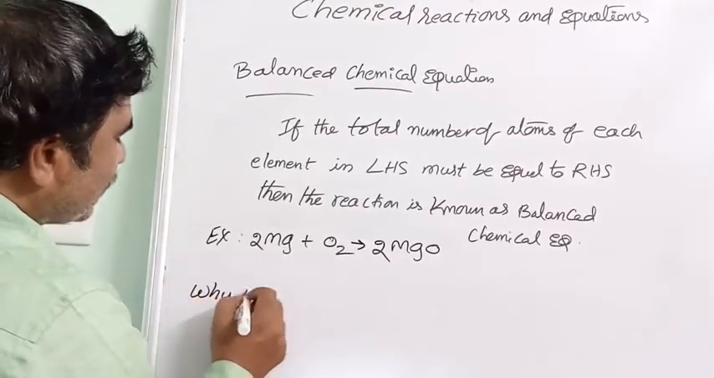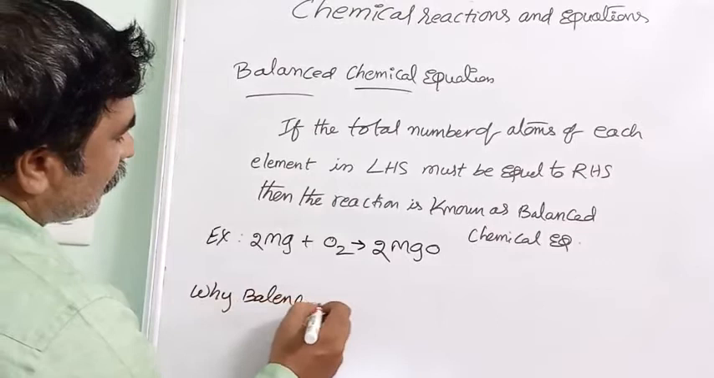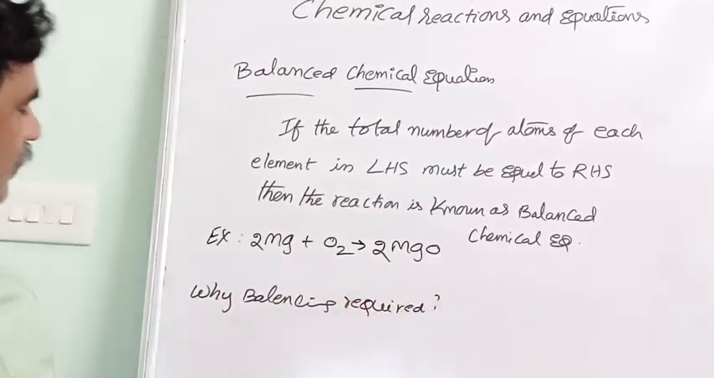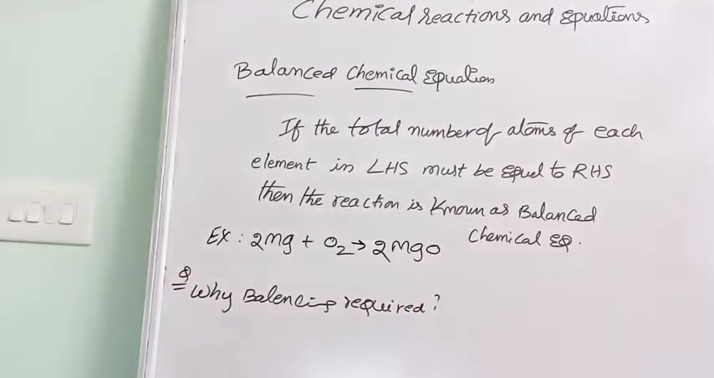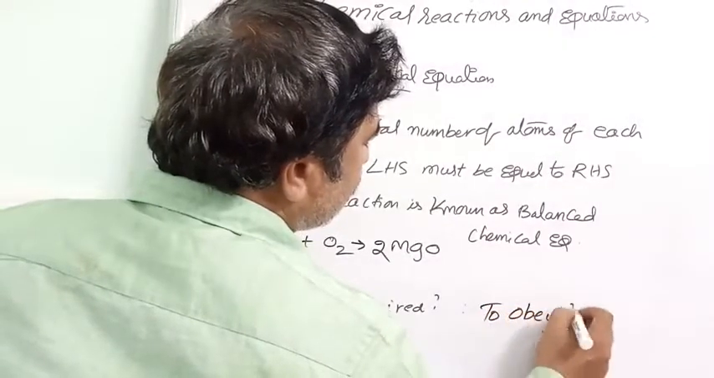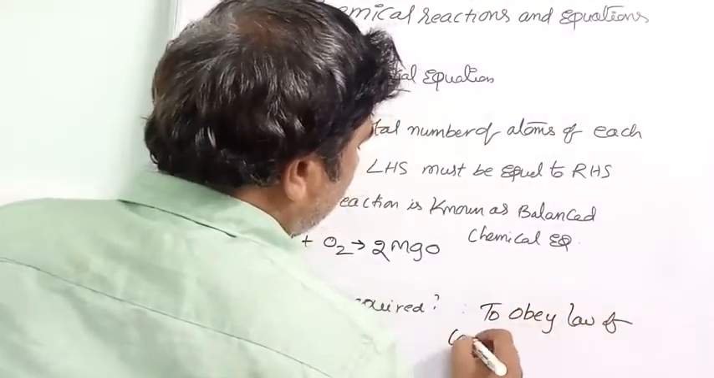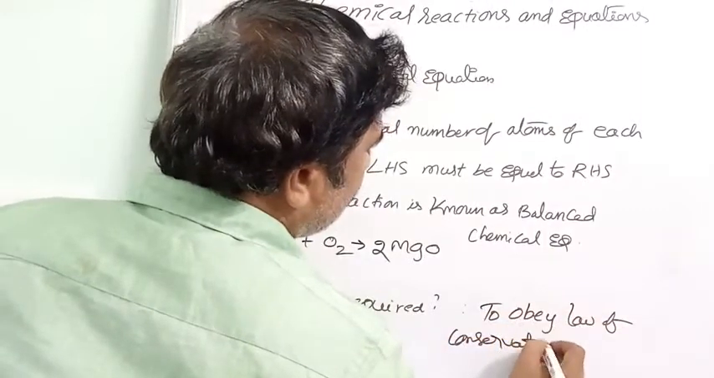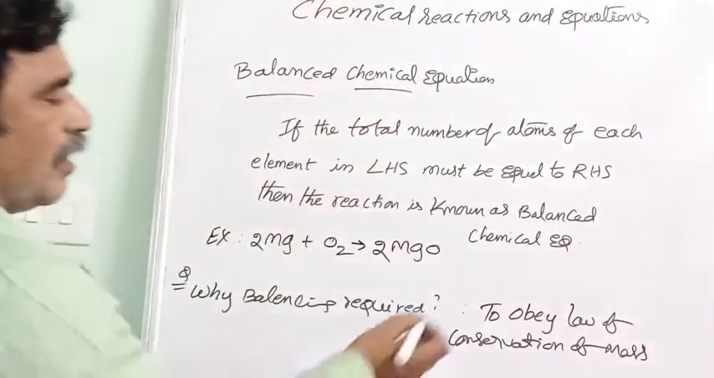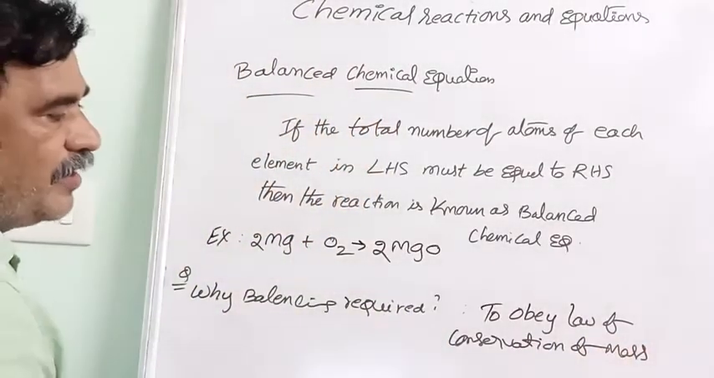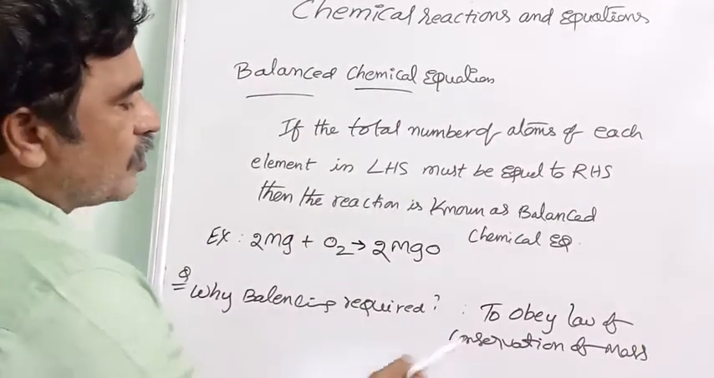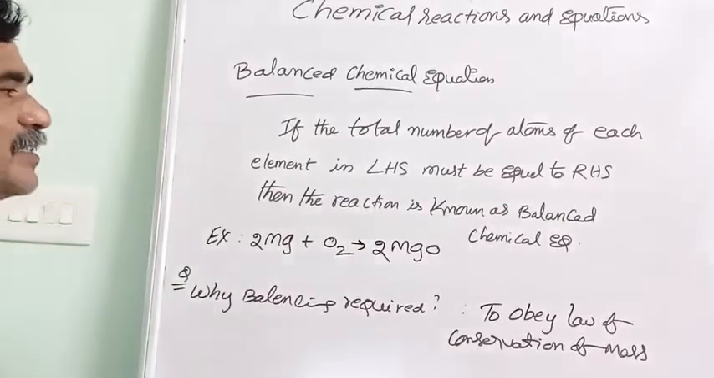Now, why is balancing required? Why is balancing necessary? The answer is to obey the law of conservation of mass. It means mass can neither be created nor destroyed. It can be converted from one form to another form. That is why, to obey this law, balancing is required.